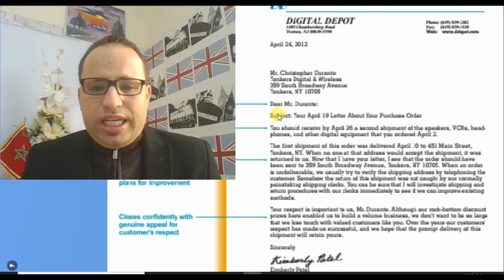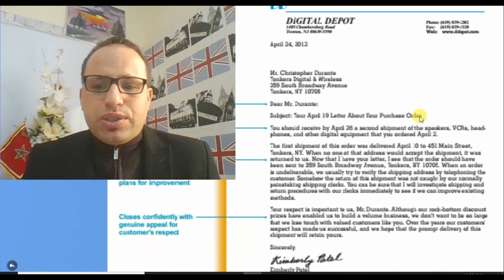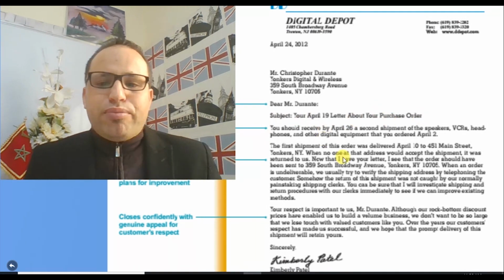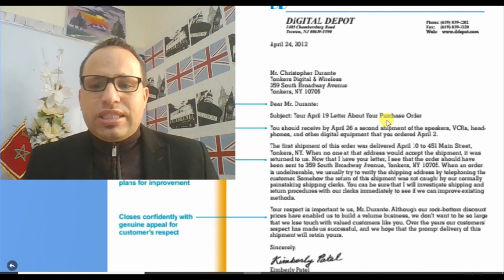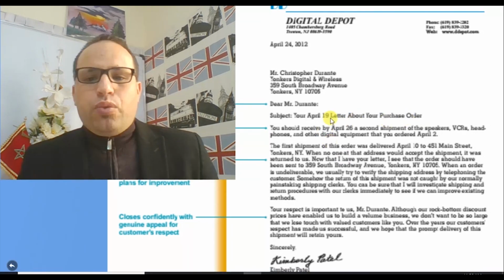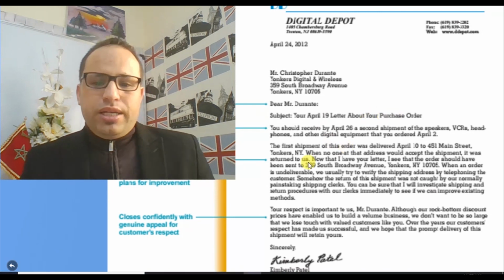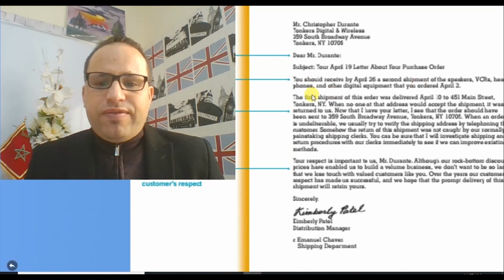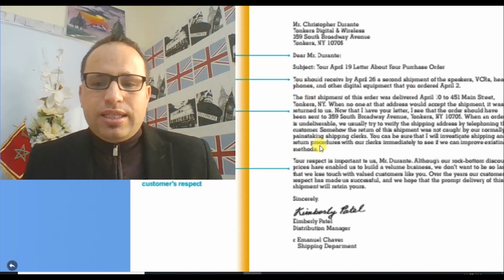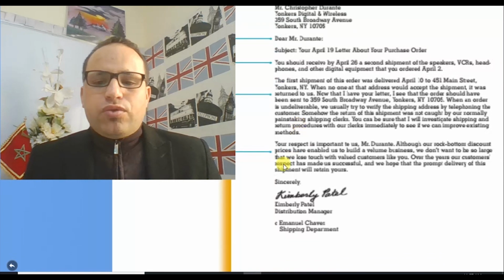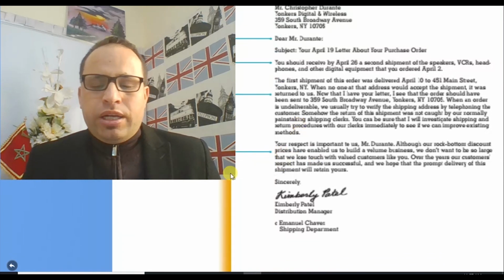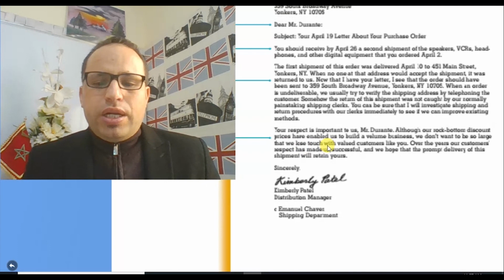Here we have the subject line, okay? Subject, your April the 19th letter about your purchase order. So that's the subject. He's going to respond to a letter about a purchase order, okay? With the exact date of the letter and the exact topic of the letter or idea in the letter, which is purchase order. Then you have the opening paragraph, the body in which we explain in more details, okay? And of course, the concluding paragraph in which we can either call for a certain action or summarize the message or just close with a concluding thought.